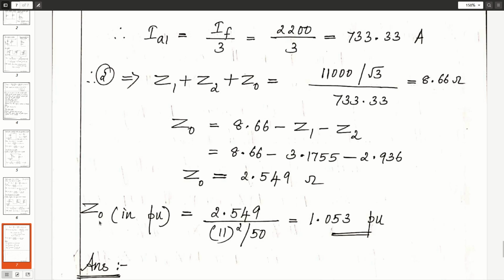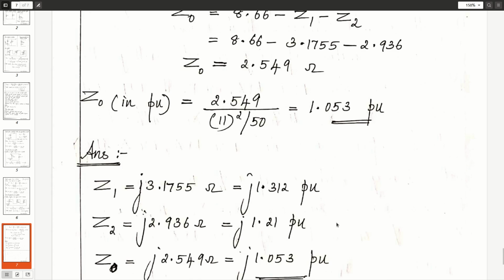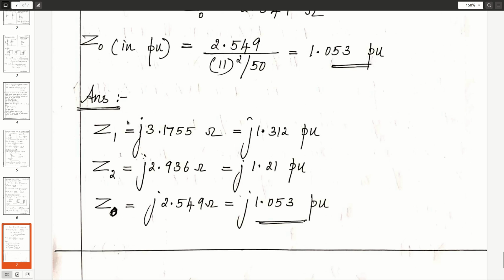So zero sequence impedance or reactance in per unit is equal to actual value by base value. We got it as 1.053 per unit. Now we have to write the answer separately by including the J, because those values are only reactances. So we write J. We include the J operator.